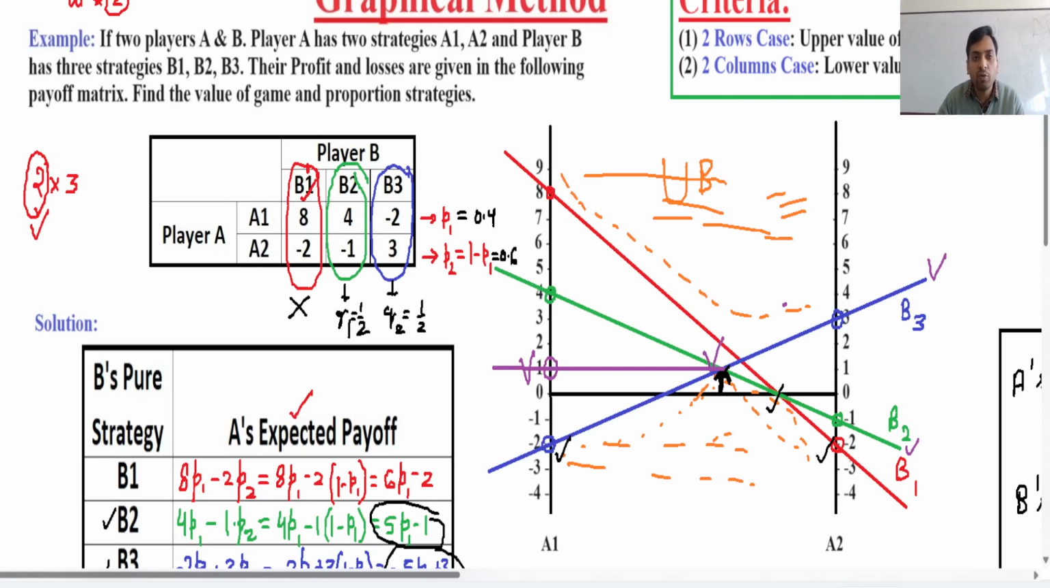So the overall profit goes to player A, because the plus symbol represents profit to player A and the negative symbol represents profit to player B.